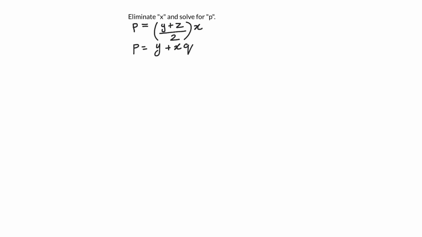Algebraic manipulations, practice set 1, question 1. Eliminate x and solve for p. We are given two equations here that contain the variables p and x. We have to get an equation for p that does not contain x.